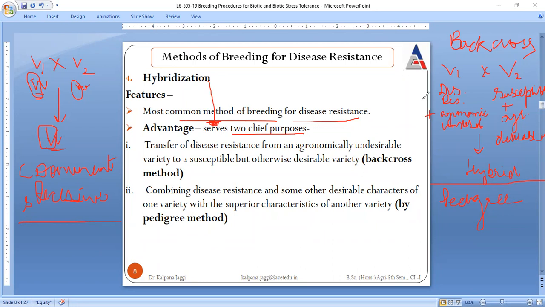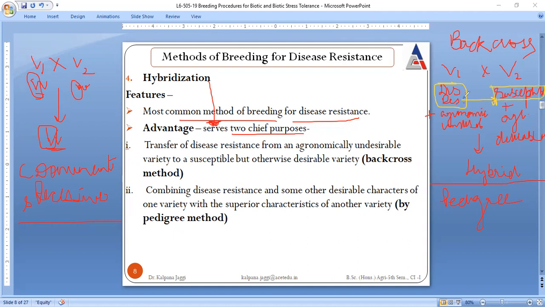Right now just remember one chief purpose of it is to transfer a gene. This is the disease resistant gene that is actually required, but this variety is agronomically undesired. So what can we do? We can transfer this gene, which does not allow the attack of the disease, to the one that is susceptible to the disease, because that one is agronomically desirable.